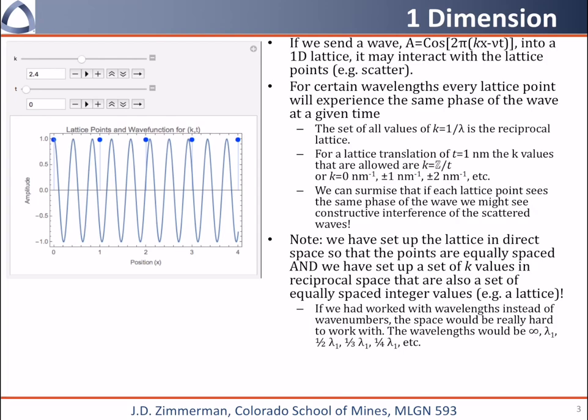Where we can think of this k equals 0 case ends up being an infinitely long wavelength. The other wavelengths that are non-trivial solutions would be lambda, 1/2 lambda, 1/3 lambda, etc. And again, these are not evenly spaced, and it gets really hard to work with. So it's much more convenient to work with equally spaced numbers in reciprocal space, and so that's why we work with k.